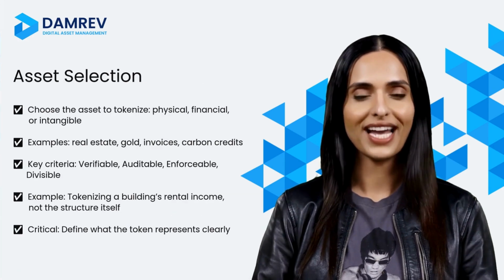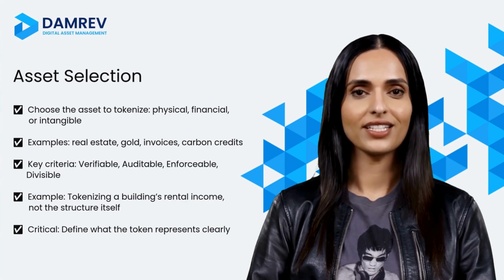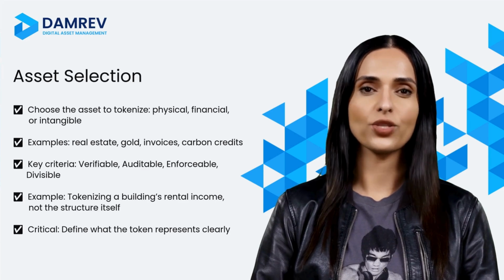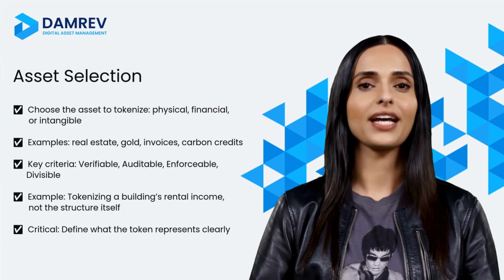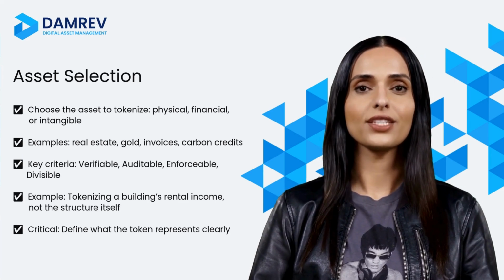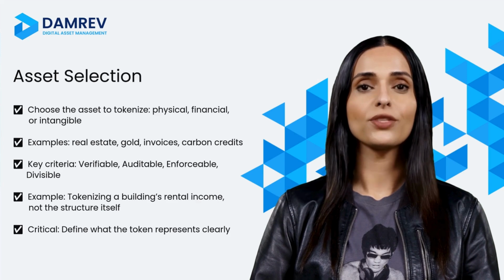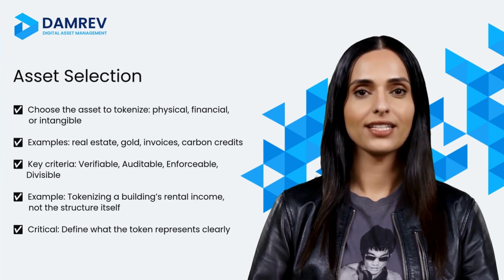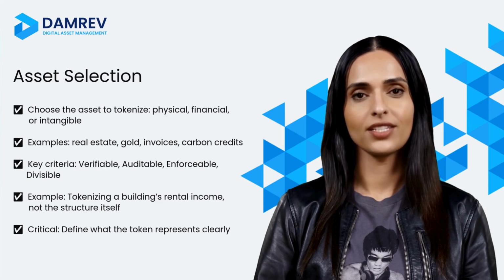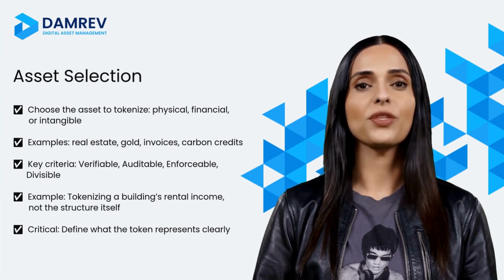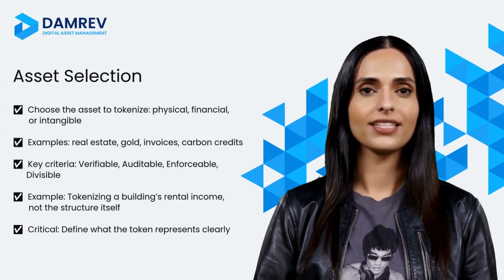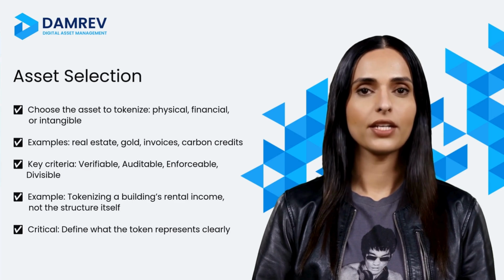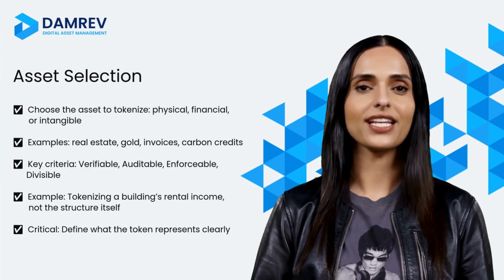The first step in any tokenization process is asset selection. What exactly are you tokenizing? Real-world assets come in many forms. Physical, like real estate, gold, art, or agricultural land. Financial, such as bonds, revenue streams, or invoices. Intangible, including intellectual property, carbon credits, or access rights. But not all assets are ideal for tokenization.